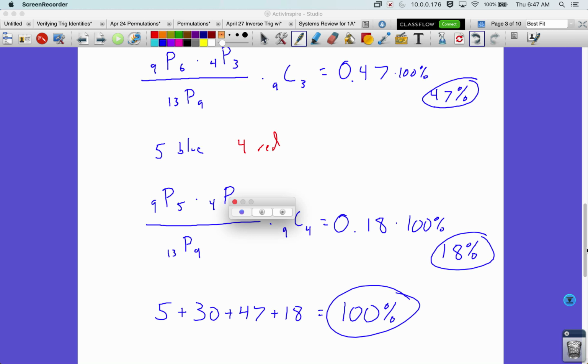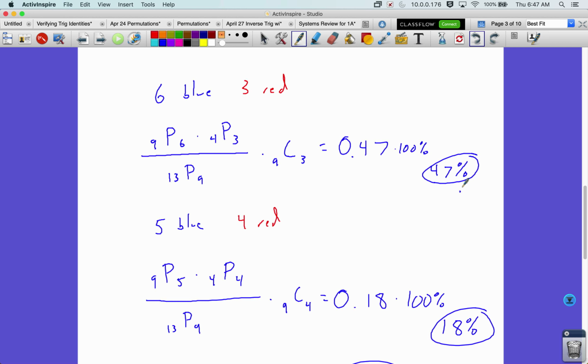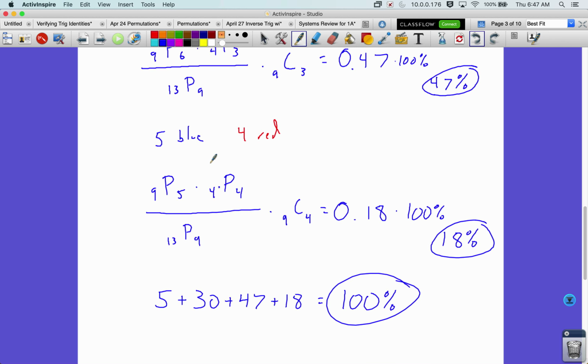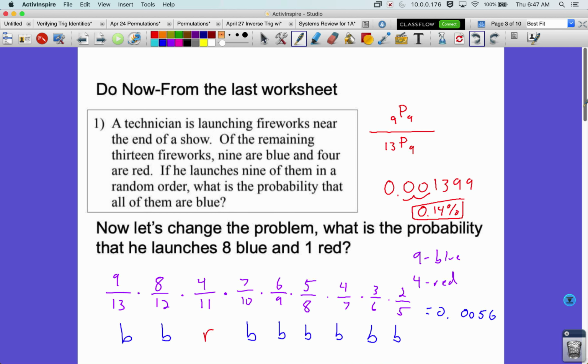All right, and here's my math for 6 blue, 3 red, 47% chance. 5 blue, 4 red is an 18% chance. I was a little surprised by this because I thought it'd be a little bit more rare to shoot off all 4 of the reds. I felt like there's a good chance that one of them gets left behind, but 18% chance. It's the probability of shooting off all blues that's the real outlier at not even 1% chance.